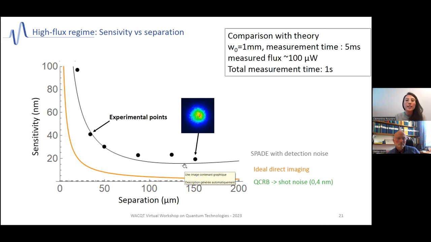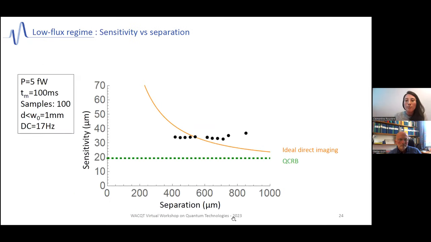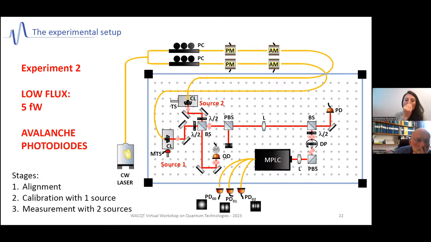So we can still gain a bit when using a less noisy detector. And this is the aim, to go closer and closer to the quantum Cramér-Rao bound. And this is possible when performing the experiment in a low flux regime. So here the incident light was about 5 femtowatts. So we replaced the standard photodiodes by avalanche photodiodes, but we performed the experiment exactly the same way.